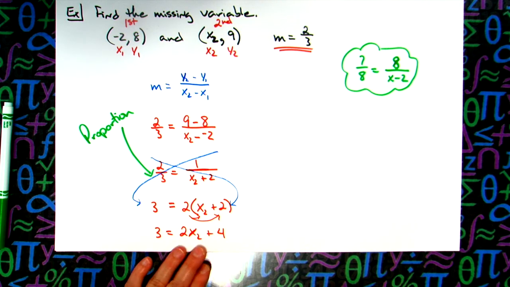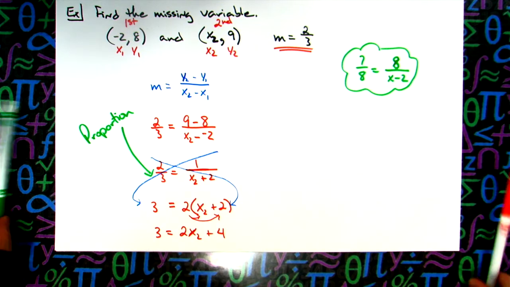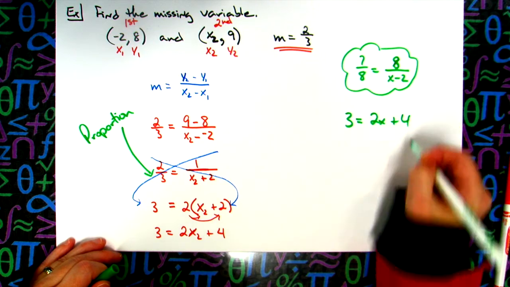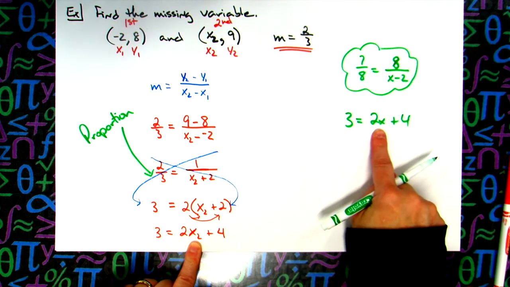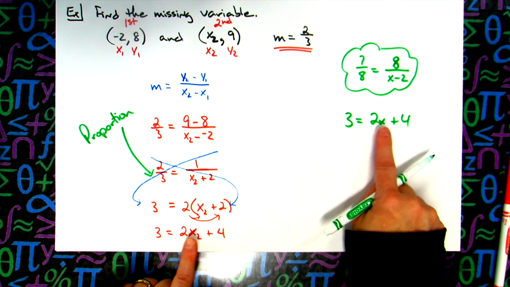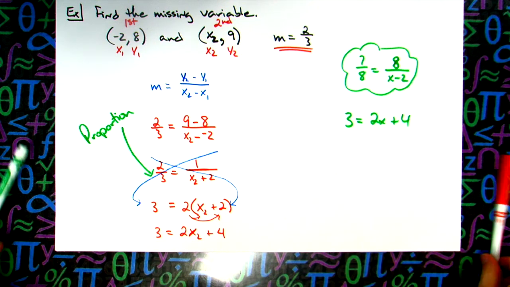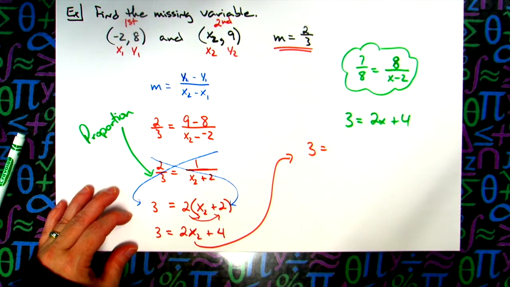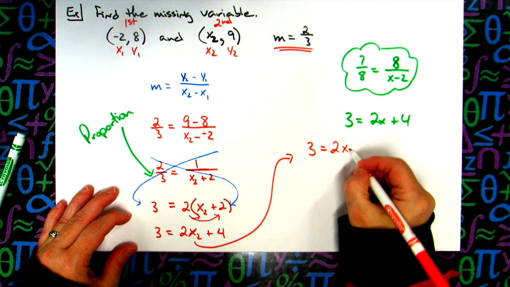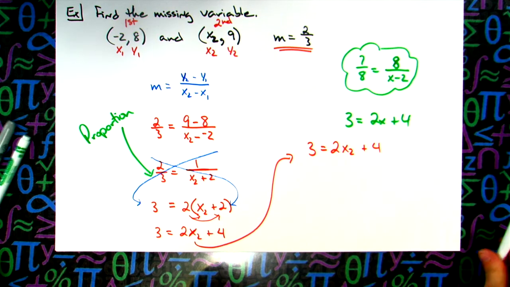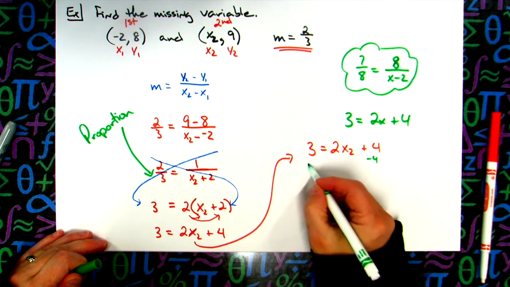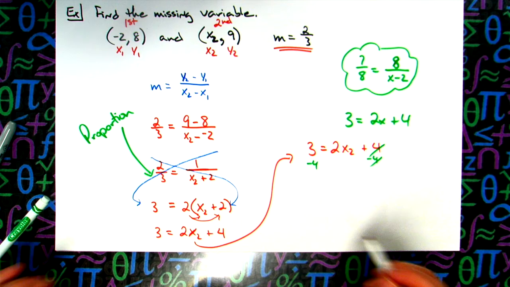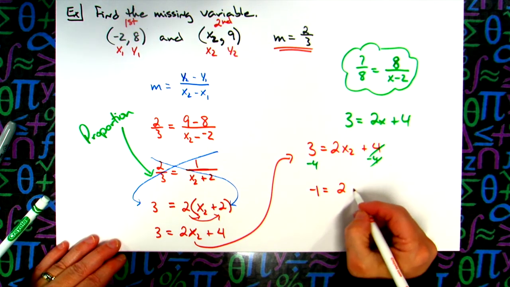Even though it's got that subscript in there, that equation is no different than an equation that says 3 equals 2x plus 4. It's the exact same thing because I don't care what that variable is. I can change it to any letter. I can have subscripts on it. It doesn't matter. At this point, what would I do with this? I would do what to both sides? Someone said subtract 4. So I would subtract 4 from both sides. It's a two-step equation, so those would cross out. What's 3 minus 4? Negative 1 equals 2x sub 2.